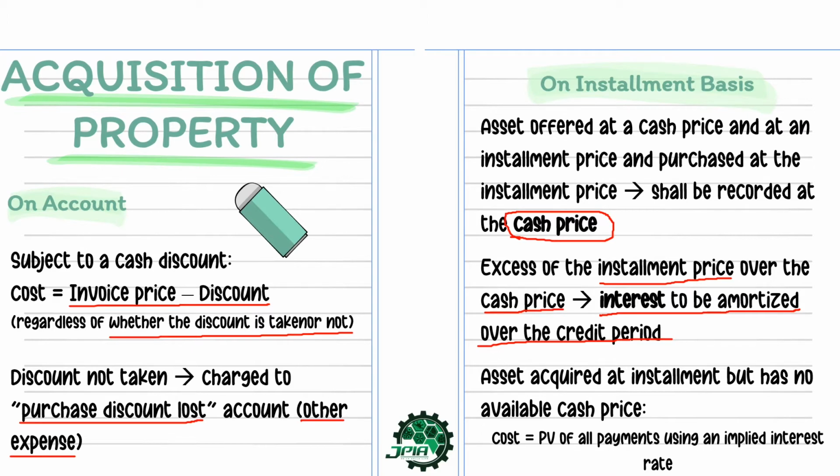But the full cash price of the PPE is not always known right away. Sometimes, what the company gives is only the installment price. So, what if we only know the installment price? If only the installment price, we will use the effective interest method. So, we will get the present value of all payments using an implied interest rate. Like debt instruments, like notes receivable only. You get the present value of all payments.